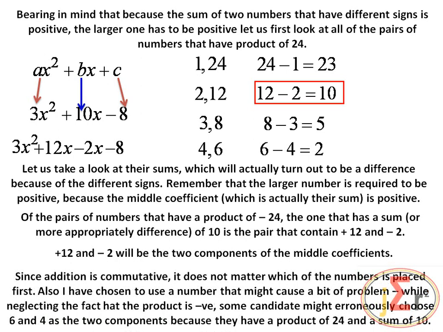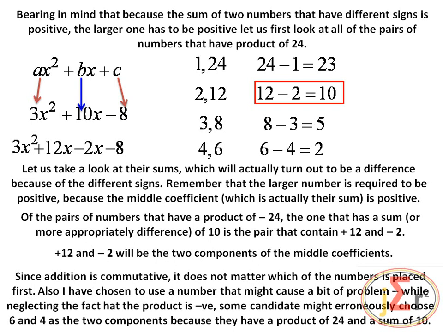Since addition is commutative, it does not matter which of the numbers is placed first. So we may place a positive 12, then a negative 2, or a negative 2 and a positive 12. Also, I have chosen to use a number that might cause a bit of problem or ambiguity.